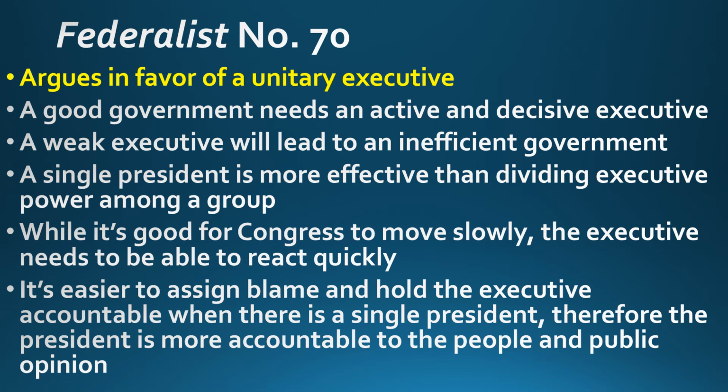All right, so shifting gears to Federalist number 70, Hamilton here is arguing in favor of a unitary executive, meaning a single one-person president, not a council. So why does he argue for this? Because that would seem to give a lot of power to one person, which goes against pretty much the rest of the Constitution. So Hamilton says a good government needs an active and decisive executive.